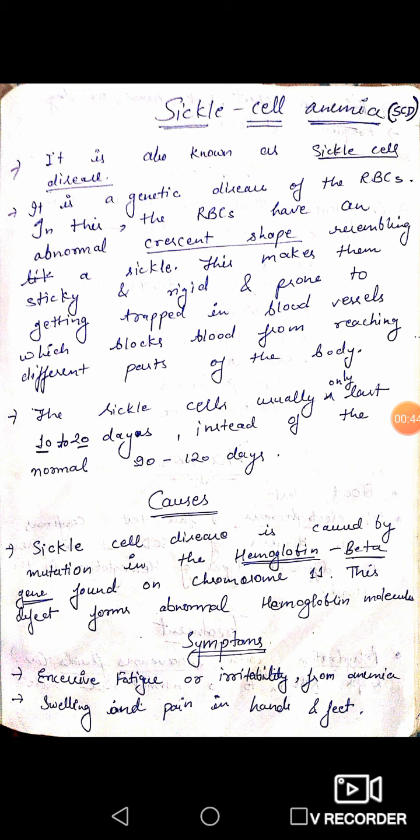It is a genetic disease of the RBC. Basically, it is a genetic disease of the red blood cells. Next, what happens in this anemia? As you know, our normal blood cells are flat, round and slightly thinner at the center. They are flexible and can pass through tiny blood vessels.